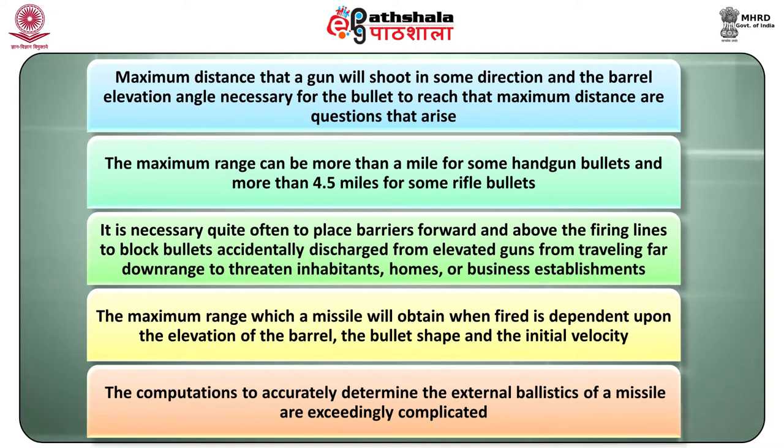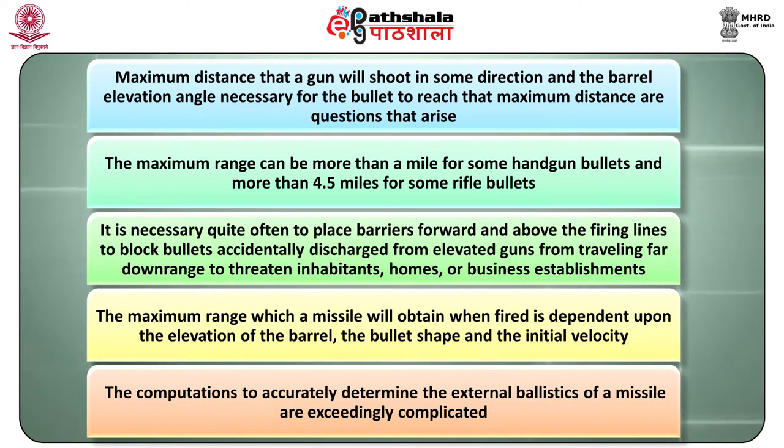Particularly in an urban or suburban area, the maximum ranges can be more than a mile for some handgun bullets and more than 4.5 miles for some rifle bullets. It is necessary quite often to place barriers forward and above the firing lines to block bullets accidentally discharged from elevated guns from traveling far downrange to threaten inhabitants, homes, or business establishments.